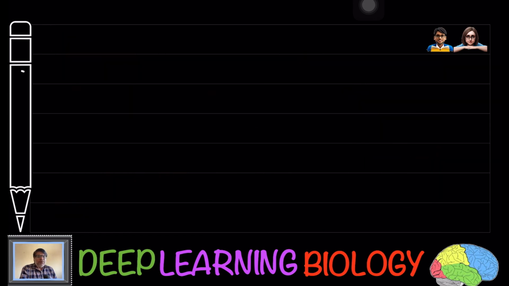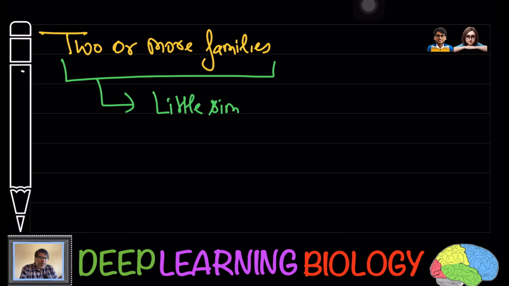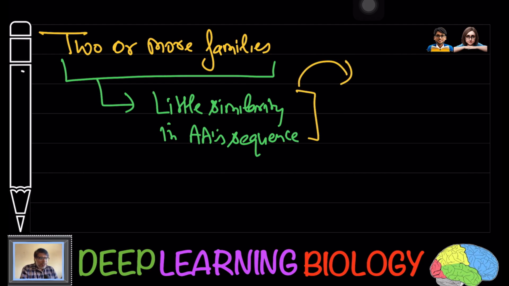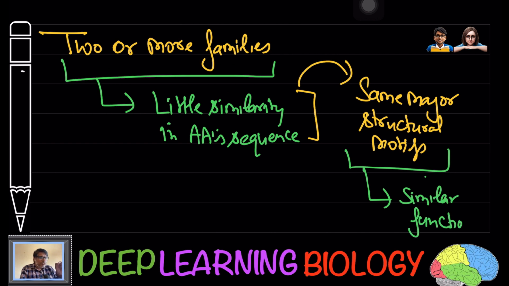Now here, if you have two or more families, and let us suppose these families have little similarity in amino acid sequence, but they have the same major structural motifs, then they are also going to have similar function, because they have the same major structural motifs present in them. So two or more families.